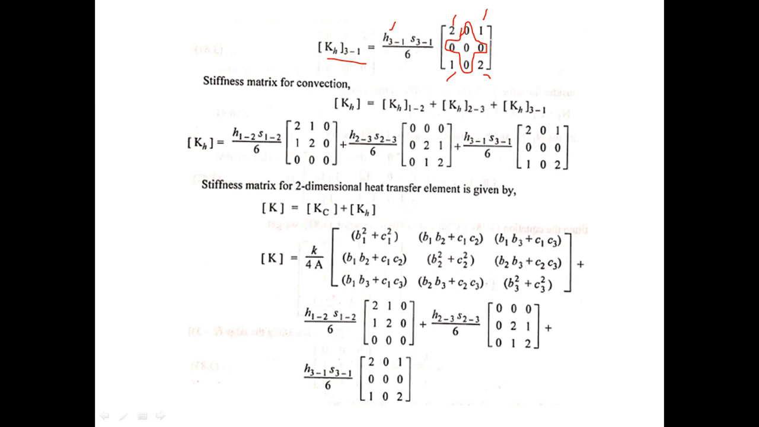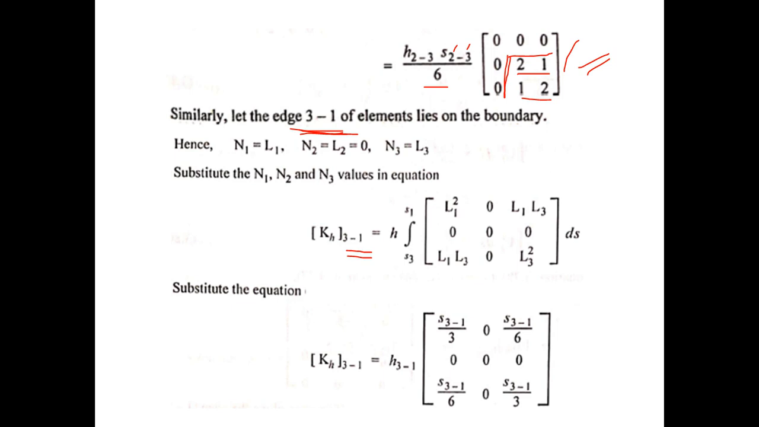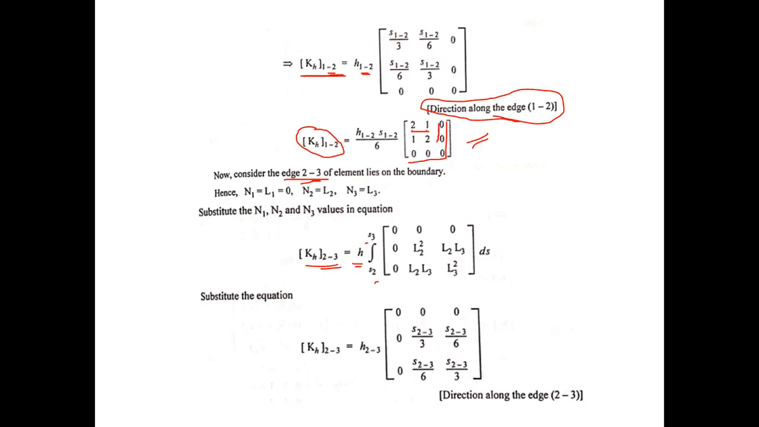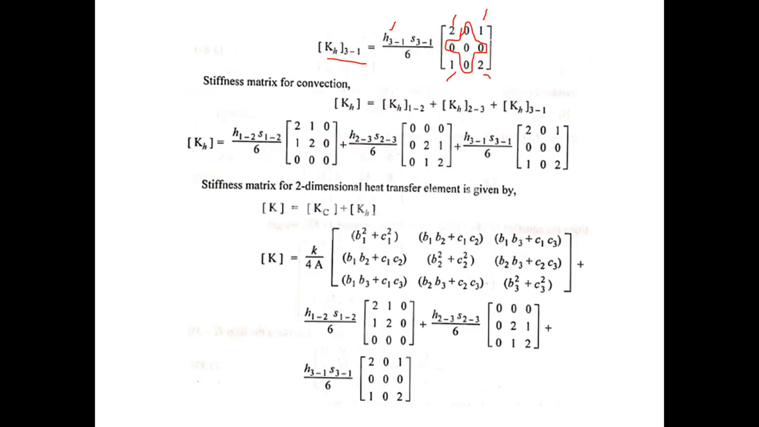So the conclusion is, therefore, the KH stiffness matrix for convection is equal to, so we are assembling all the values: KH is equal to KH12 plus KH23 plus KH31. So we will get a large-size equation. Here again we are reducing it for our convenience. But actually the stiffness matrix for the CST element K is equal to Kc plus Kh. That means the stiffness matrix for conduction plus the stiffness matrix for convection. So we are adding all those values and we will get the simplified equation like this.